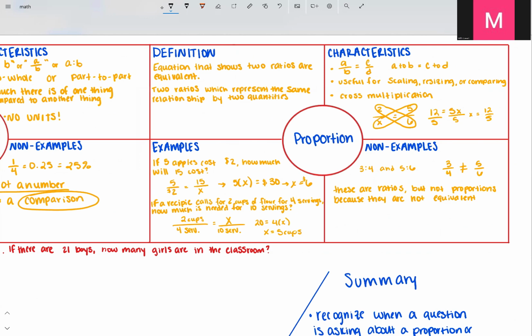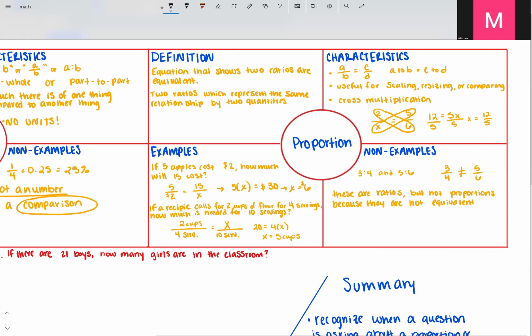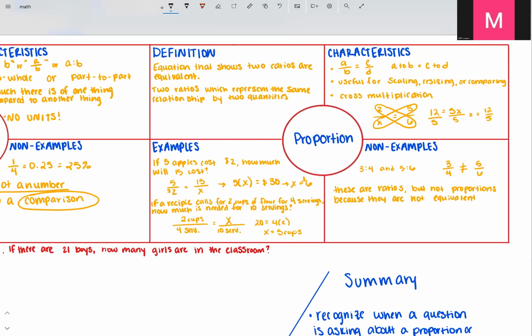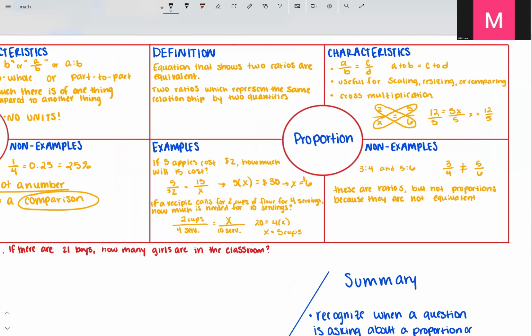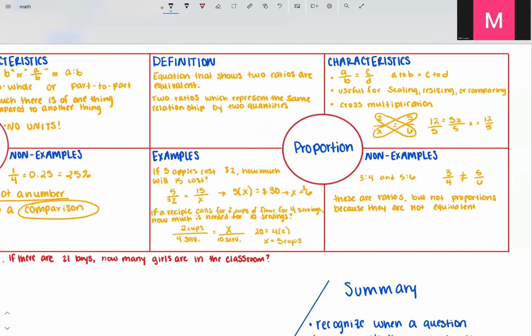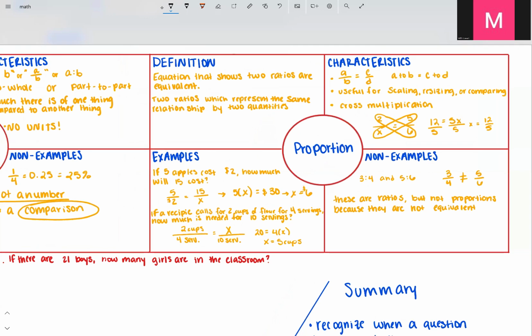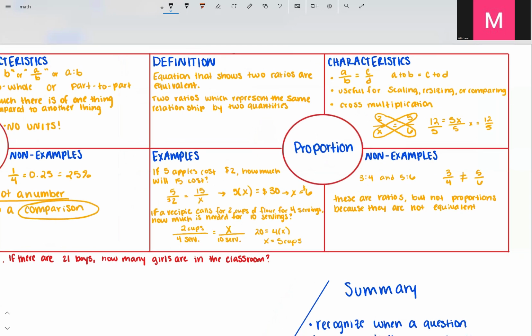Next, we have a proportion. So a proportion is an equation that shows 2 ratios are equivalent. 2 ratios which represent the same relationship by 2 quantities. So we can look at it as A over B equals C over D, A to B equals C to D, and it's useful for scaling, resizing, or comparing. And we utilize cross multiplication usually to solve these types of problems.